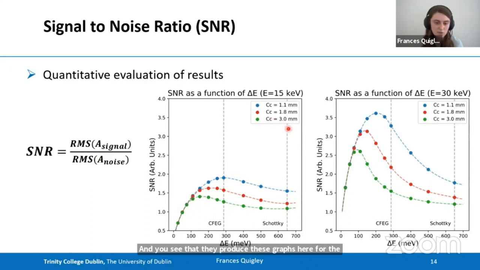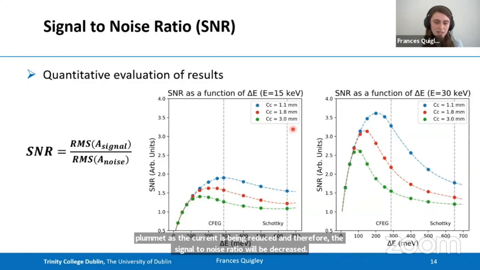Looking at a CC of 3 millimeters, we see that for a large energy spread of a Schottky FEG, the signal to noise ratio is relatively low. However, as the energy spread decreases, the signal to noise ratio increases until it peaks, and then it will plummet as the current is being reduced, and therefore the signal to noise ratio will be decreased.